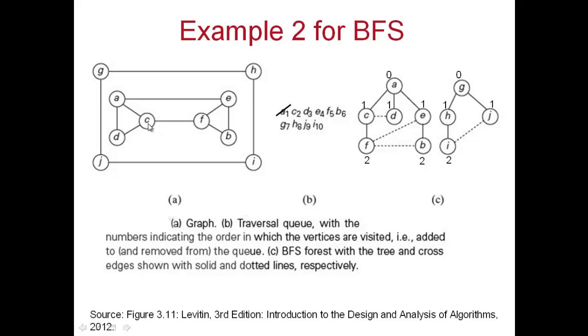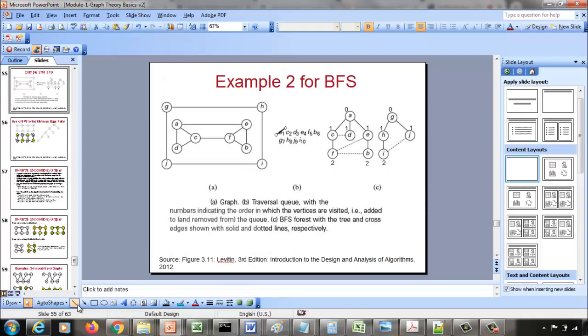Now C has two edges that are not yet classified, that is with D and F. This edge with D will be called a cross edge because D has already been visited through A. I indicated it with a dotted line. Now F has not been visited yet, so this edge should be called a tree edge. The level number of F would be one more than the level number of C, which is 2, and then F is marked visited and added to the queue. So the queue will now have C removed, D, F.